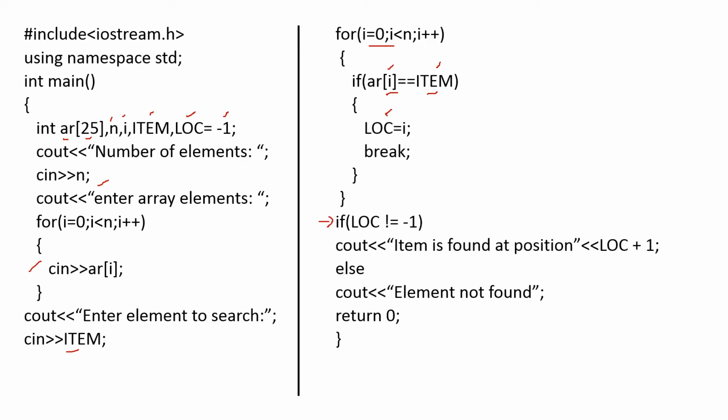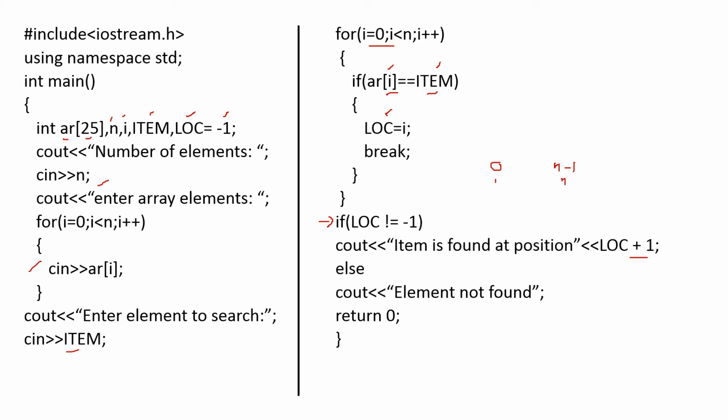If LOC is not equal to -1, that means an element is there, right? Cout, item is found at the position LOC + 1. We have written +1 here because we know that in an array, the first position is always 0 and the last position is always n minus 1. So the original position is actually 1 for this and n for the last. That is how we are counting.